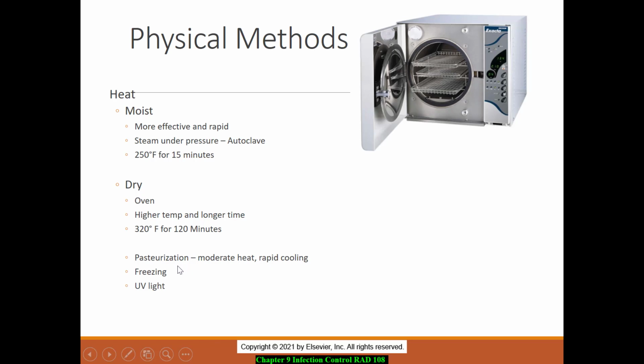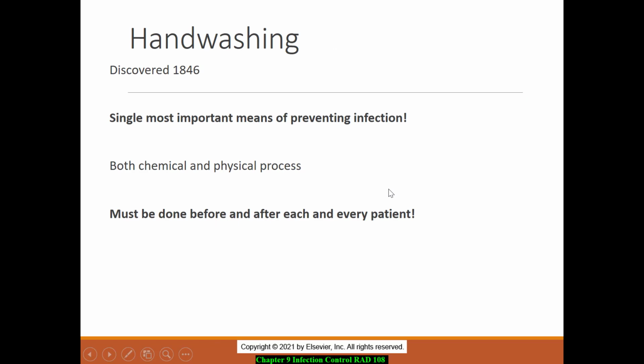You can do a pasteurization, which is a moderate heat and rapid cooling, freezing, and UV light as well. But in the hospital system, especially if you're working at an urgent care and you're doing a role of a medical assistant and a tech, you may be required to run that autoclave system. So that's something that you would get on the job. You'll learn how to wrap those instruments, place them in the autoclave, set those controls, and most of them that you'll be using will be the moist ones. So they have that steam pressure.